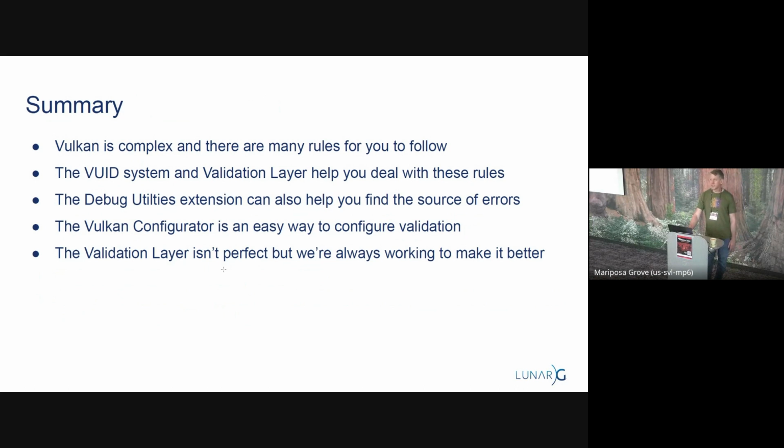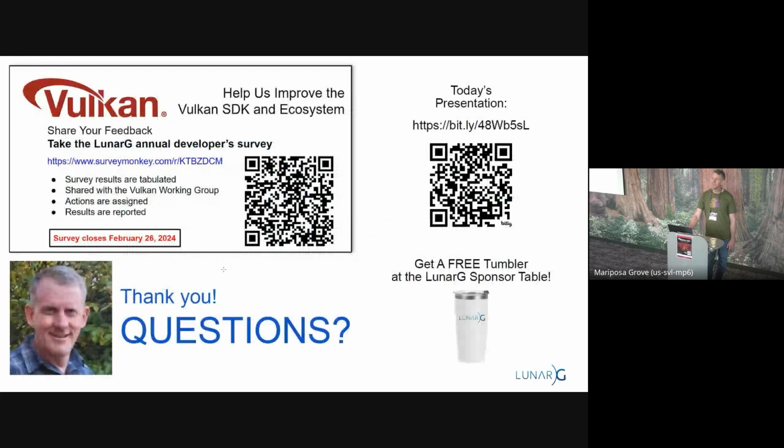VK-config, again, makes it easy to work with validation. And validation isn't perfect. We want to make it better. Please tell us how to do that. So yeah, the survey is a good way to do that. Issues are a good way to do that. Get a tumbler, tell somebody at the table what needs to be better. So that's it. Any questions?